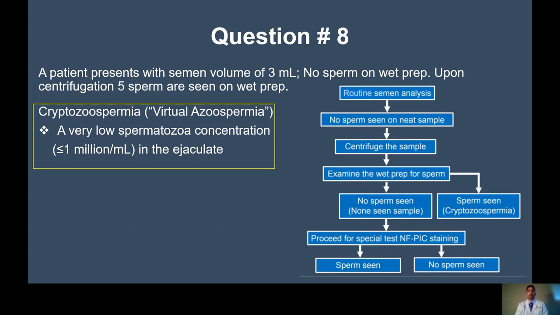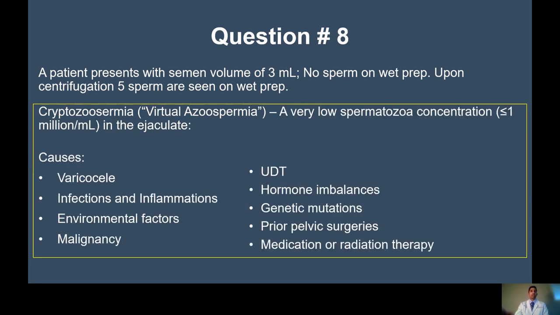So here we have an algorithm for this patient. On the wet prep, there are sperm seen. So this is cryptozoospermia. If no sperm were seen, then you would proceed to more specialized staining, which we'll discuss in the next few slides. So what are causes of cryptozoospermia? Varicoceles, infections, environmental factors, history of malignancy, undescended testicle, endocrine disorders, genetic mutations, previous pelvic surgeries, and certain medications, chemotherapy or radiation therapy can result in this diagnosis.